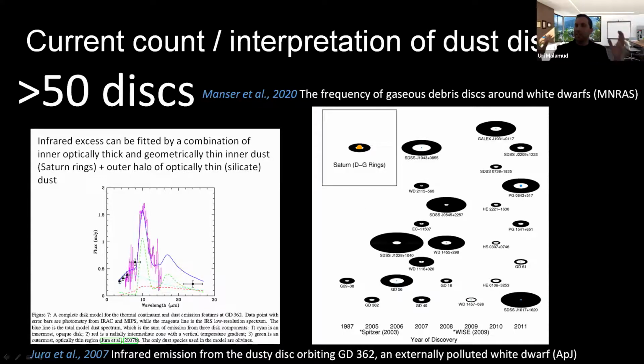There has to be an extended halo of some kind. Nobody really knows what it is. It has optically thin dust, and from this you see the emission features, and they correspond to silicate dust features according to the models. So as you see, in the years that came after this discovery, more and more of these disks were observed. And today, as I said, we have more than 50. Some of them are actually very, very recent.